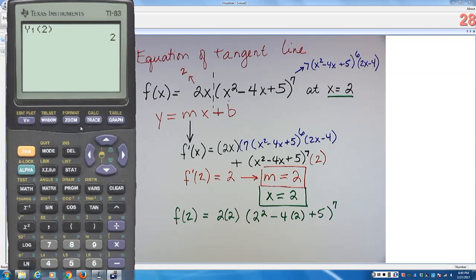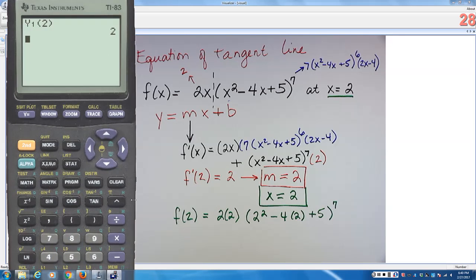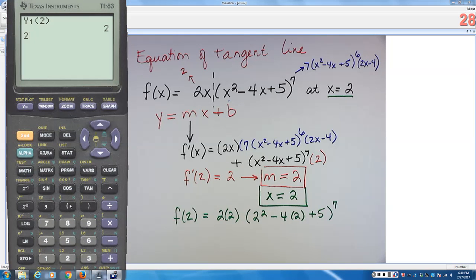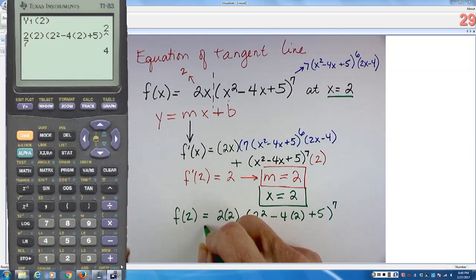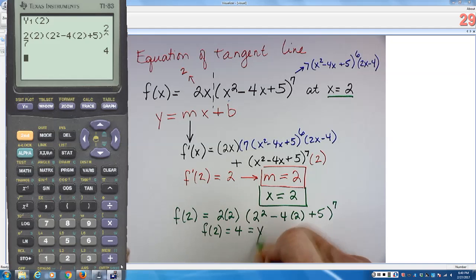So, times 2 squared minus 4 times 2 plus 5, close the parentheses, raise it to the 7th power, hit enter, and f of 2 is equal to 4. So that equals y, and y equals mx plus b.